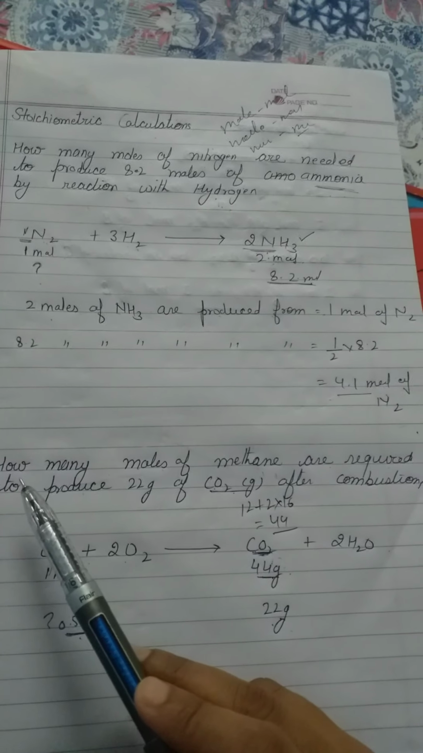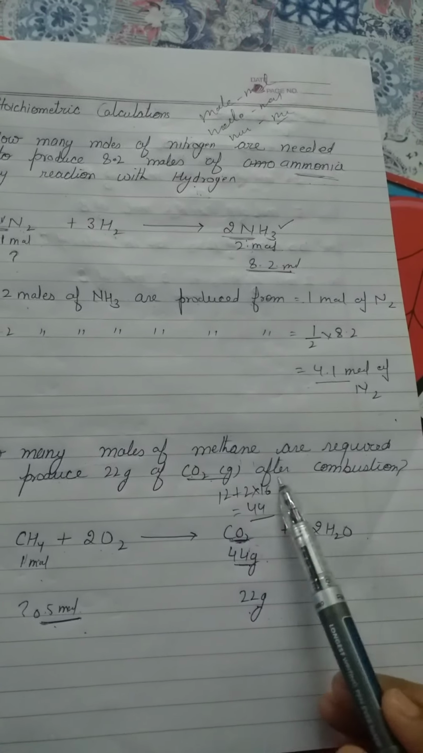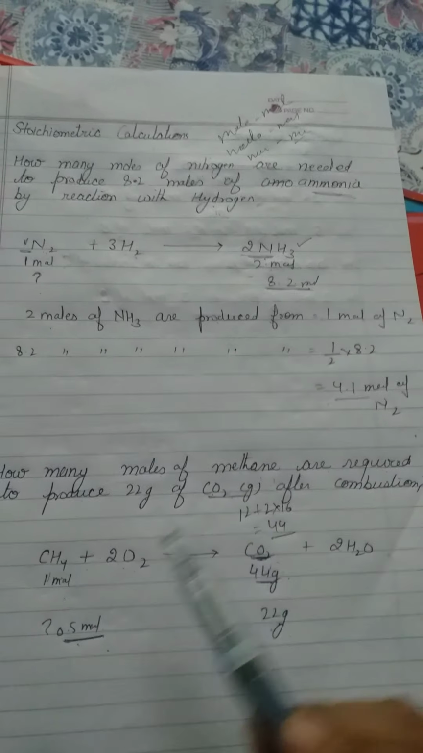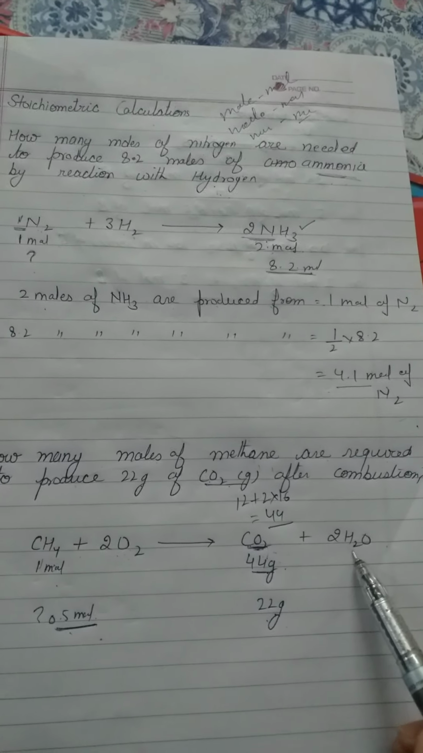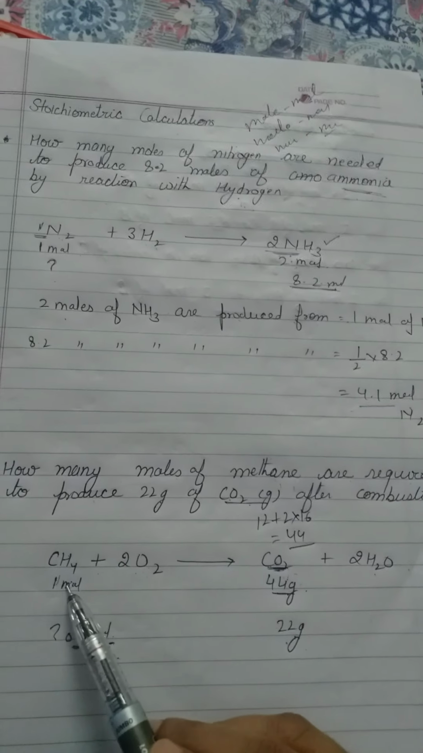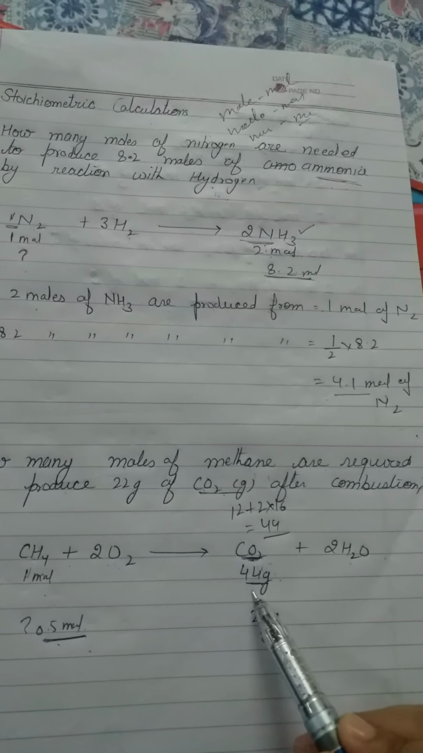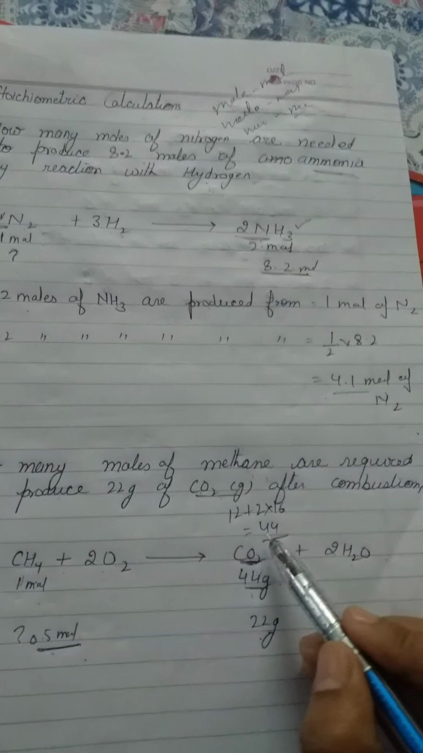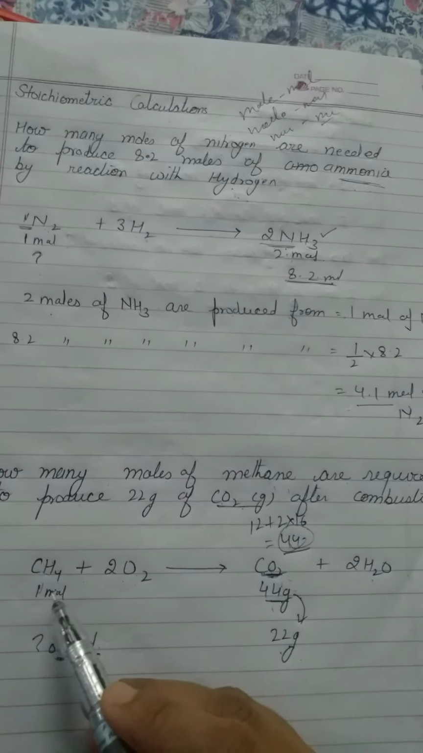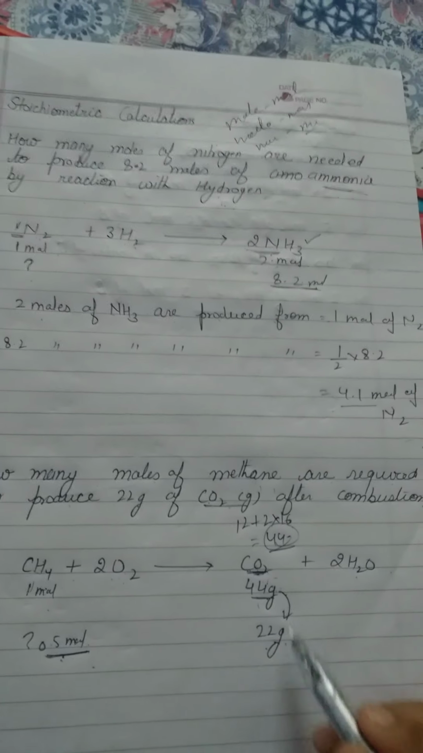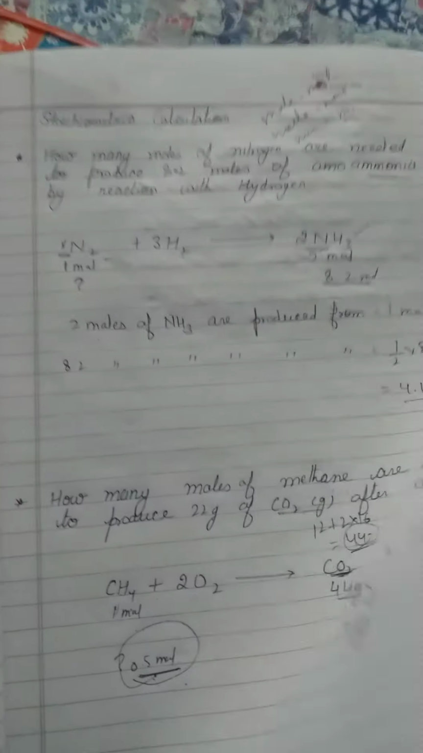Now our next question, that is how many moles of methane are required to produce 22 gram of carbon dioxide after combustion. So if methane is burning, that means it is burning in the presence of oxygen, and it will produce carbon dioxide and water, right? So we will write a balanced chemical equation. According to the equation, 1 mole of methane is producing 44 gram of carbon dioxide, that is the molar mass of carbon dioxide. Now because we have to find the methane for 22 gram, which is half, it also gets half, so that means we need 0.5 mole of methane, right?